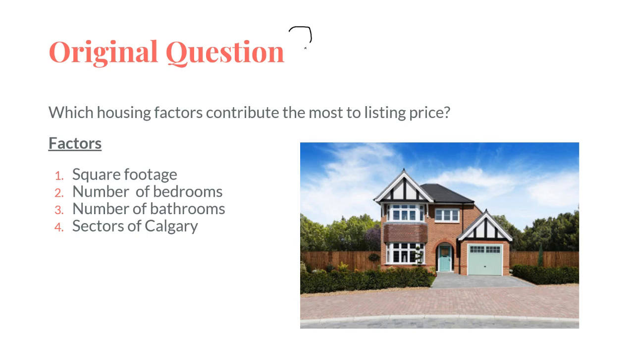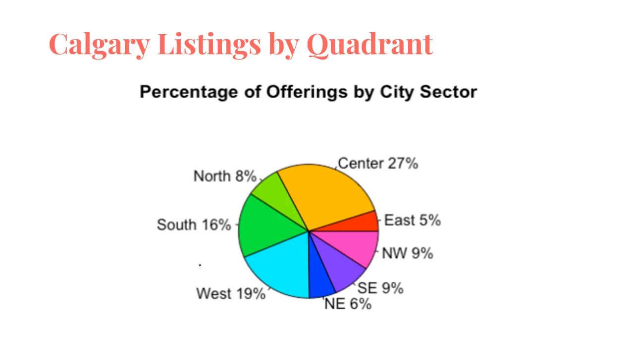So our original question was, which housing factors contribute the most to listing price? So we looked at, again, the square footage, the number of bedrooms, number of bathrooms, and where the house is located in Calgary. Here we have a visual of a basic plot created in R. As you can see, it shows the different proportions of the 8,200 homes listed on calgarylistings.com. As you can see, the center and west regions have the most offerings.